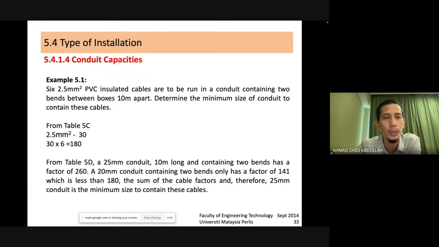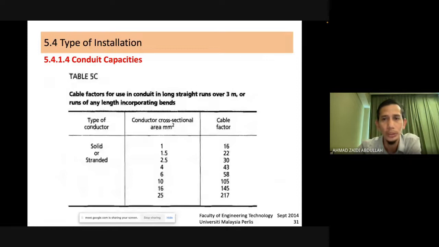Firstly, we determine the factor for 2.5 mm. Dia kata ada 2 bends kan. So kita tengok table 5C. Okay, sebab dia kata ada bending, so kita kena refer table 5C. And then the cable size dia bagi 2.5. So cable factor dia adalah 30 kan. Mana dia?